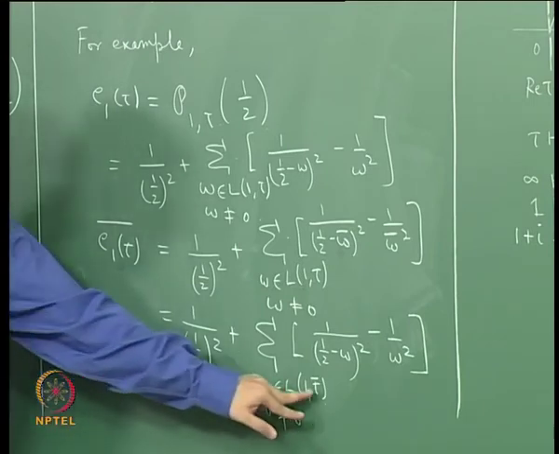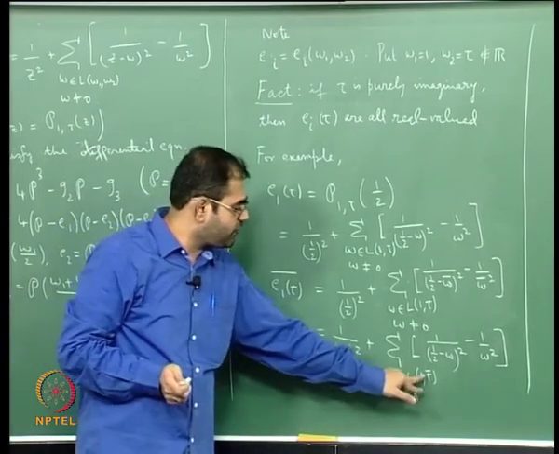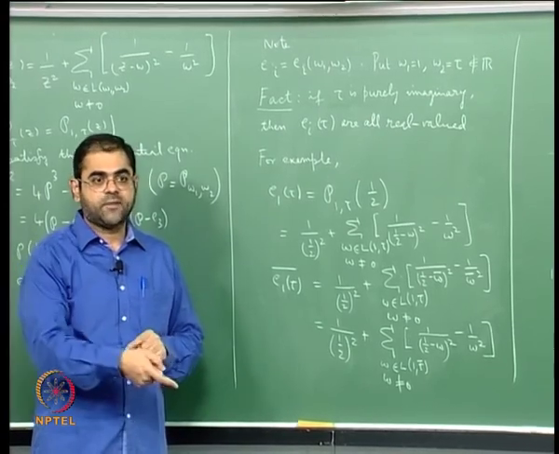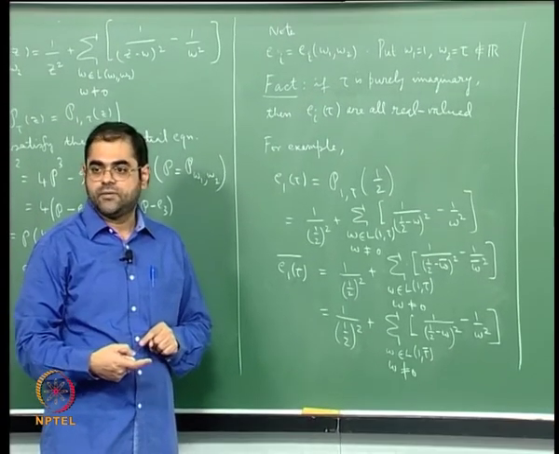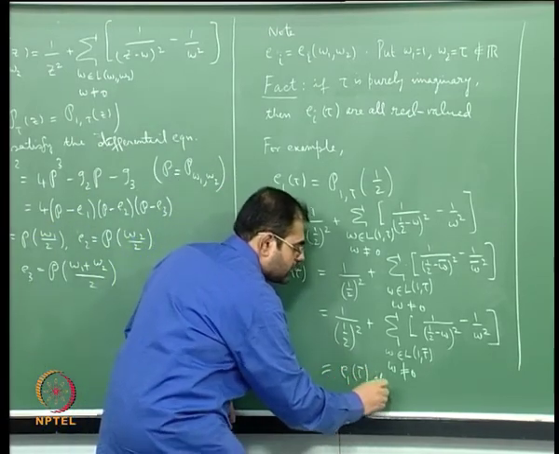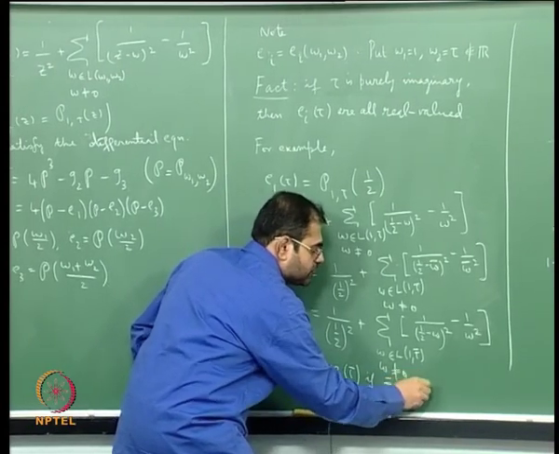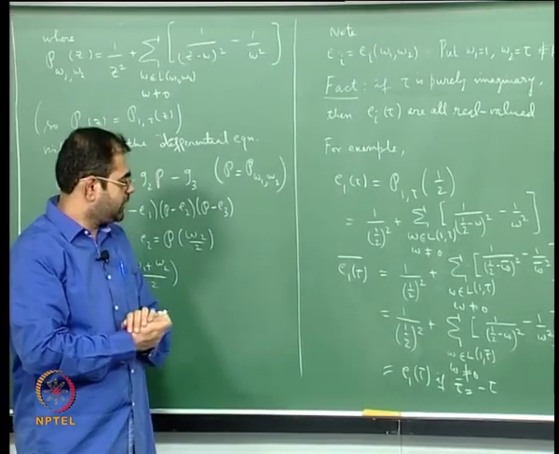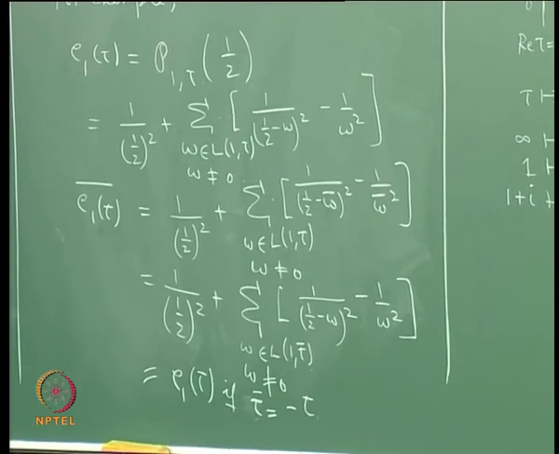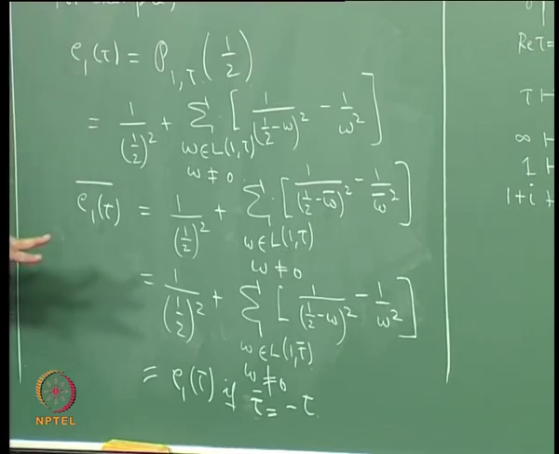But you see, if tau is imaginary, tau bar is minus tau. So L of 1 comma tau bar will become L of 1 comma minus tau, but the lattice generated by 1 and minus tau is the same as the lattice generated by 1 and tau. So this will be simply equal to E1 of tau if tau bar is equal to minus tau. So the moral of the story is that if tau is purely imaginary, then E1 of tau is real, alright.